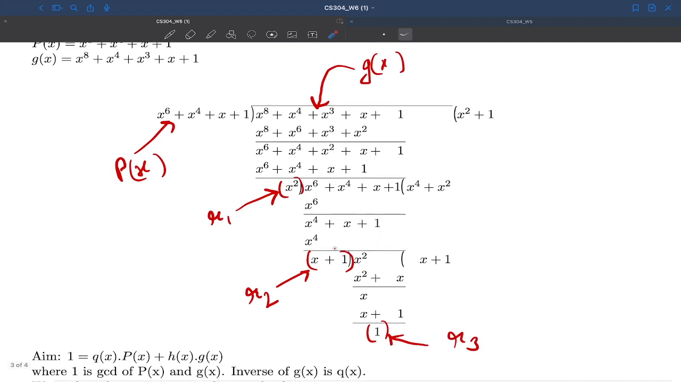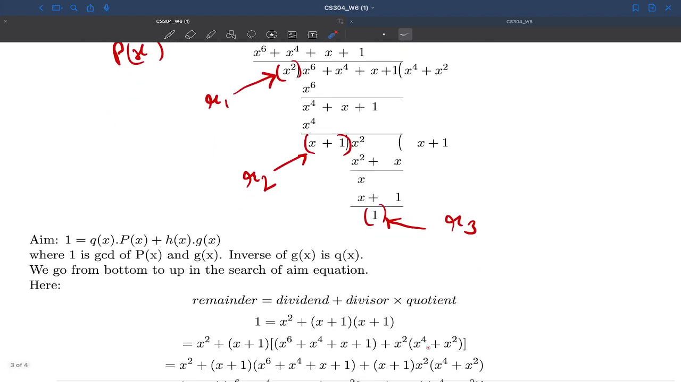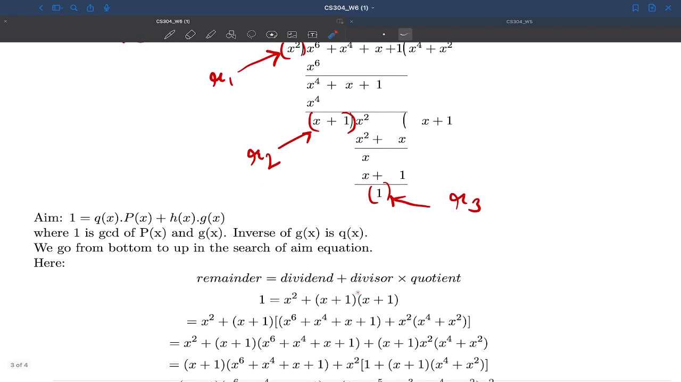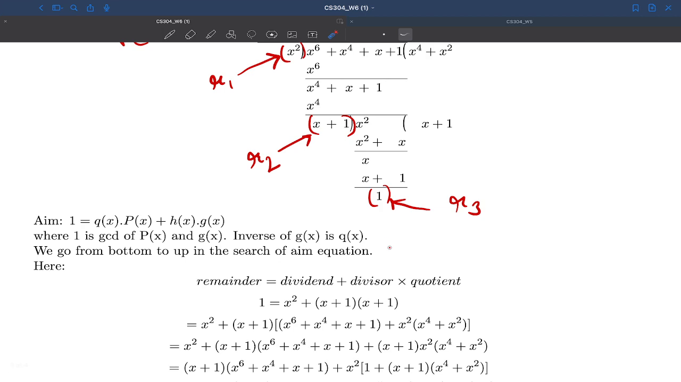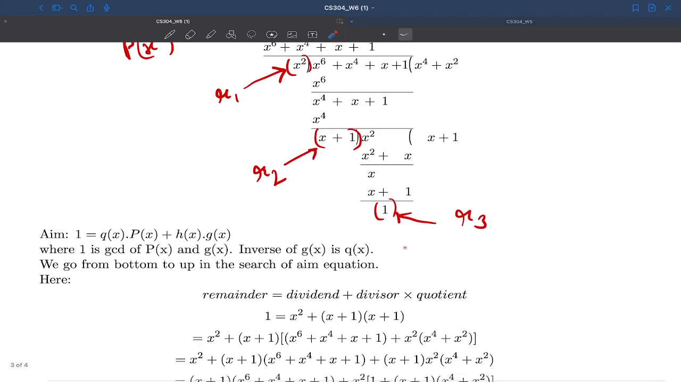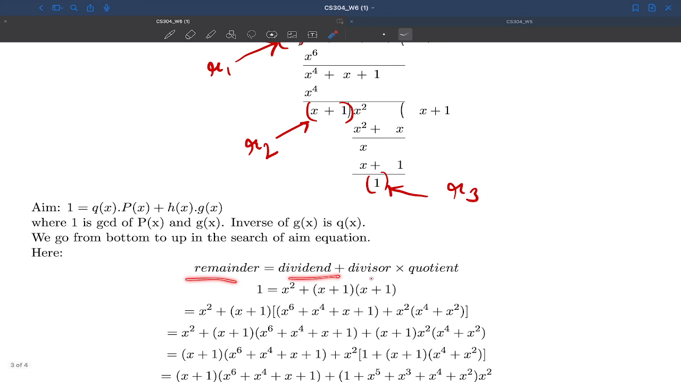Okay, so we have performed this long division and we got the remainder 1 here. Now what we do is we will backtrack, we will move from bottom to up, we will use a bottom up approach. In normal long division we know that remainder is equal to dividend minus divisor times quotient, but since here we are adding instead of subtracting, from the kind of operation we did, we can say that remainder is equal to dividend plus divisor times quotient.